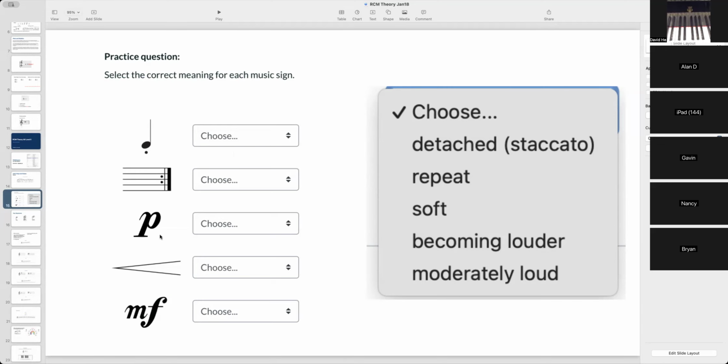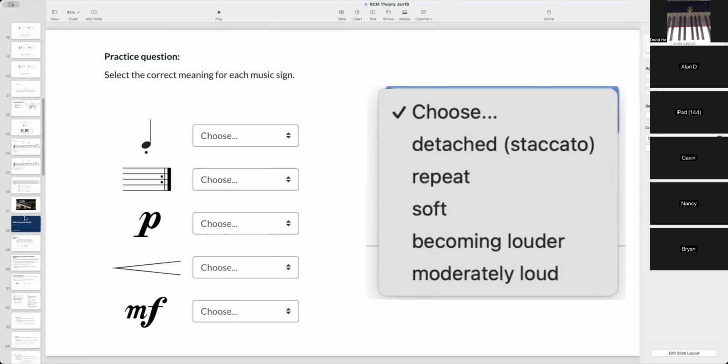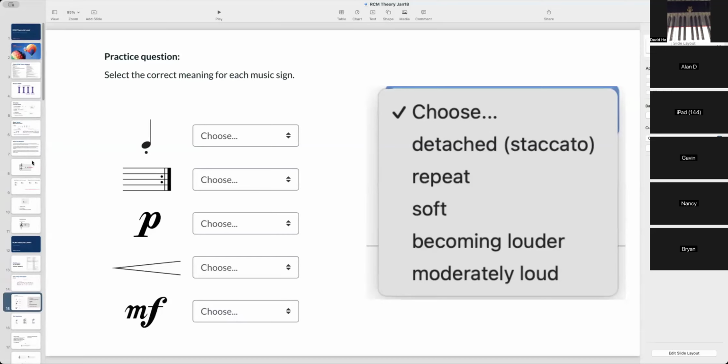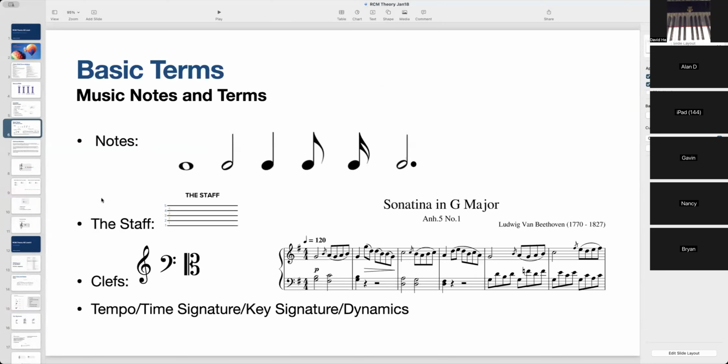This one, piano, is soft here, and it's getting louder. This one is called crescendo. And the last one is called mezzo forte. It's moderately loud, which means it's not too loud, but it's a little bit loud. That's some very basic ideas. So that's music notes and terms.